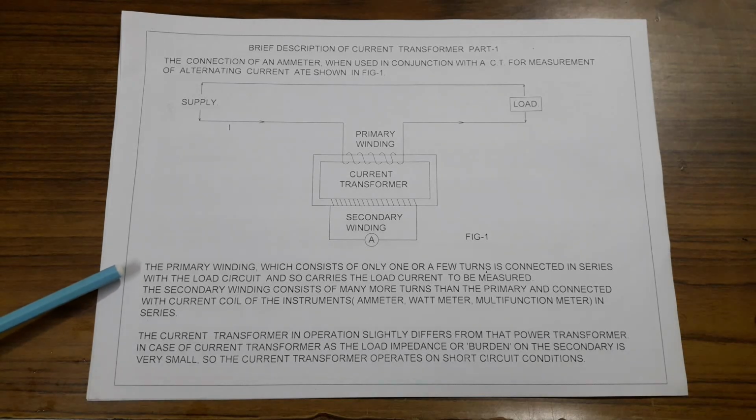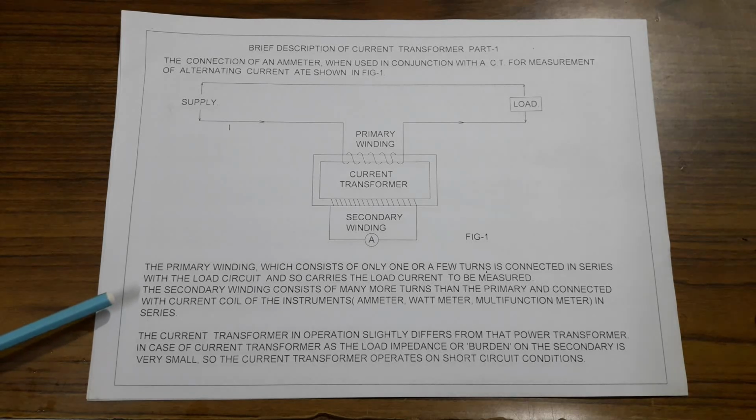The primary winding, which consists of only one or a few turns, is connected in series with the load circuit and so carries the load current to be measured. The secondary winding consists of many more turns than the primary and is connected with the current coil of the instruments, such as ammeter, wattmeter, multifunction meter, in series.